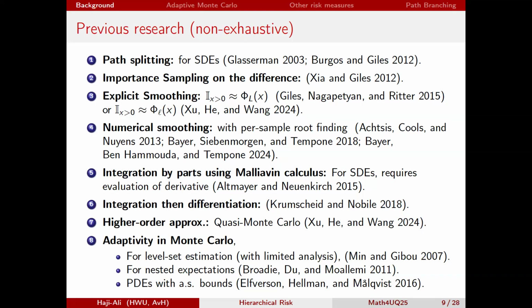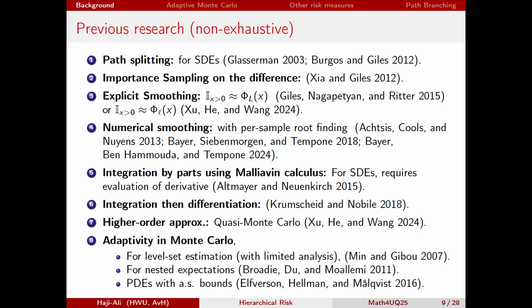Another method is using integration by parts. So this now is relying on the smoothing effect of the density. If the density is smooth enough, you can use integration by parts by Malliavin calculus. So you get rid of the discontinuity, you integrate the discontinuity completely, but then you introduce the derivative of the density of X. And for SDEs, this works using Malliavin calculus. It requires evaluation of the derivative, so it requires either numerical approximation of the derivative or, for example in the 2015 paper by Altmayer and Neuenkirch, they apply it directly to a Heston model and they evaluate the derivative exactly. So again, problems of applicability.